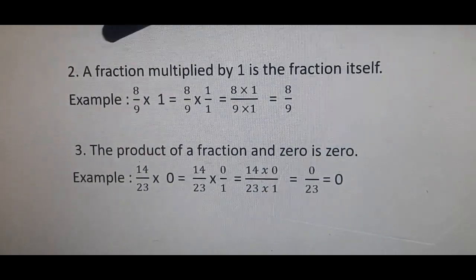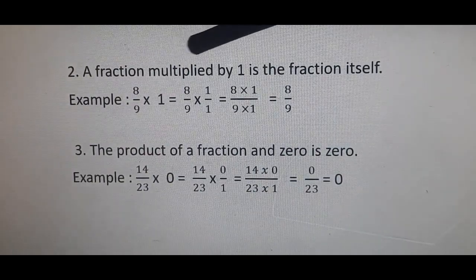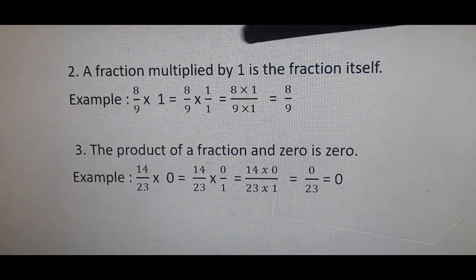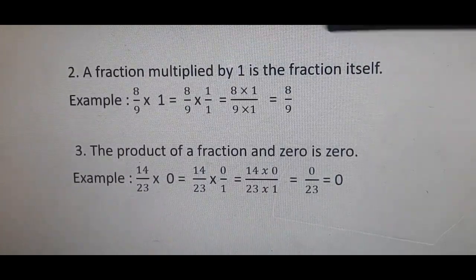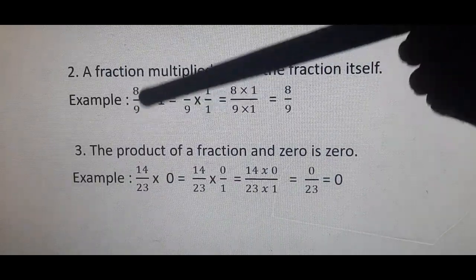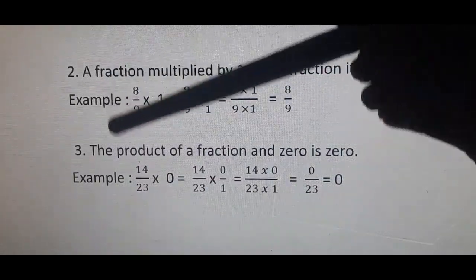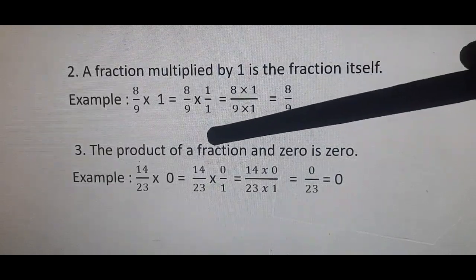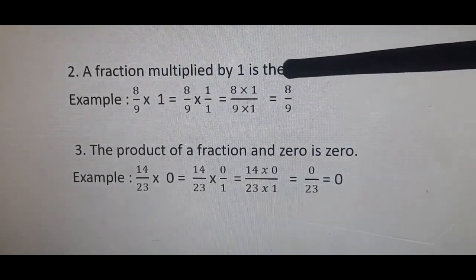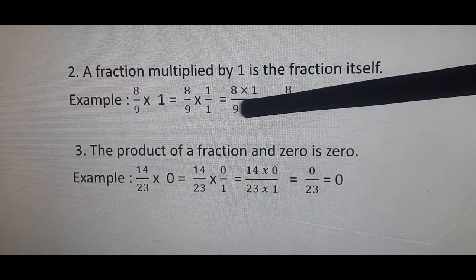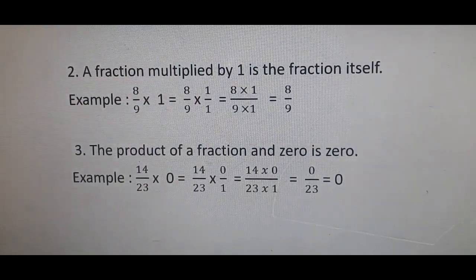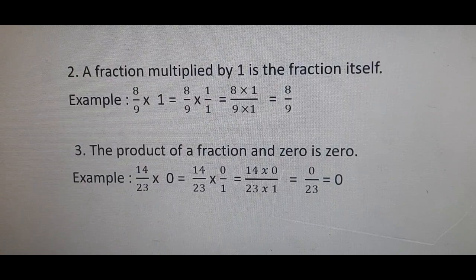Second property, a fraction multiplied by 1 is the fraction itself. When we multiply a fraction with 1, we get the fraction itself. For example, 8 upon 9 multiply 1. This fractional number 8 upon 9 is going to be multiplied with 1. 1 means 1 upon 1 we can write down. So, 8 1s are 8, 9 1s are 9. Product is the fraction itself. So, it has not changed at all.